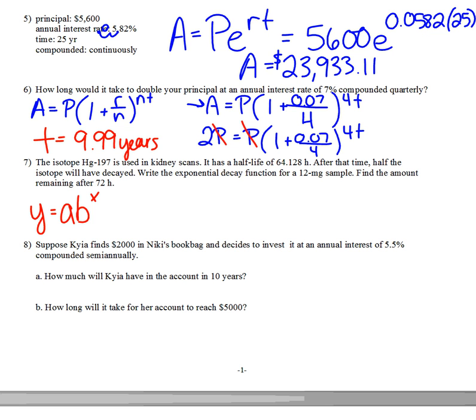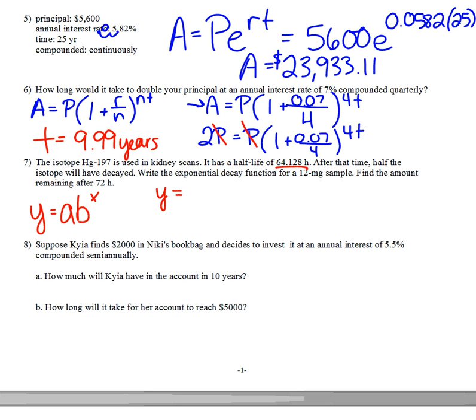Half-life of something is just the amount of time it takes for half of it to decay. So if we have 12 milligrams, what it's saying is it's going to take 64.128 hours for that 12 milligram sample to become a 6 milligram sample. Okay, so we're slowly getting less and less of this mercury 197. Okay, so we need to form an equation.